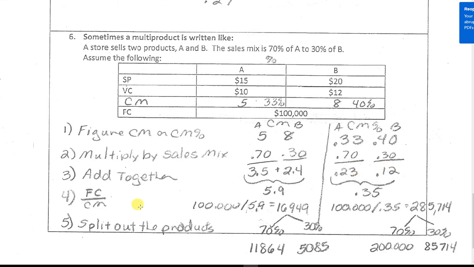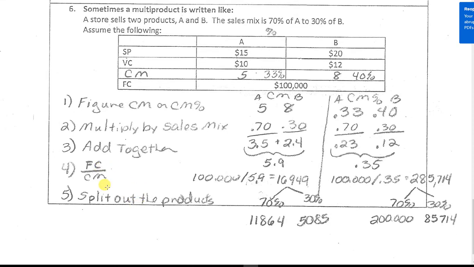Then I just go back to what I've done before, fixed cost divided by contribution margin. So fixed cost of 100,000 divided by contribution margin of 5.9 or 3.5, I get 16,949. Make sure you write units next to this, because this is break even in units. Fixed cost divided by contribution margin per unit. This is fixed cost divided by contribution margin percent.